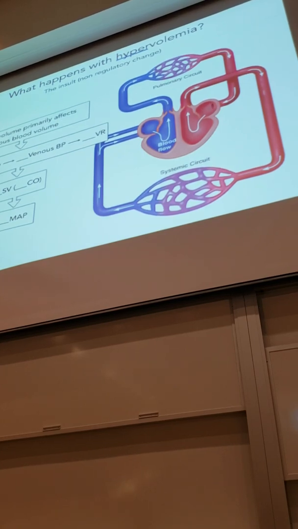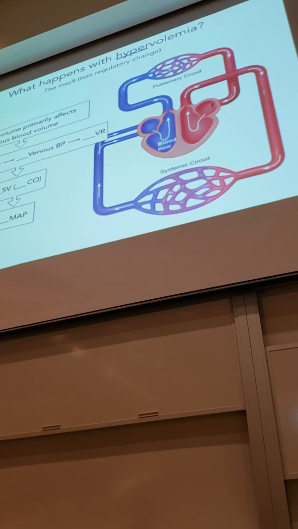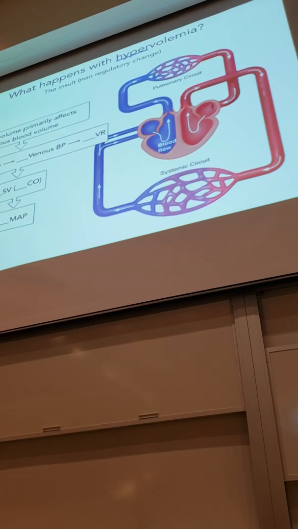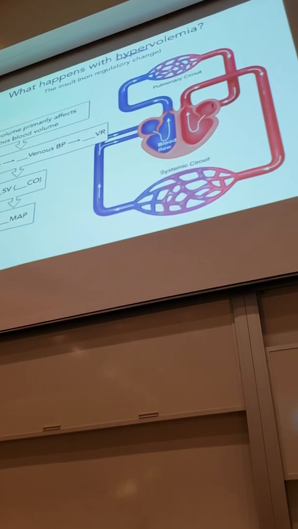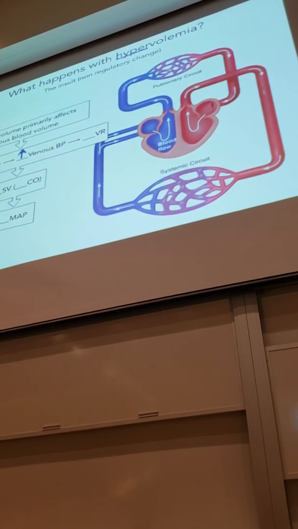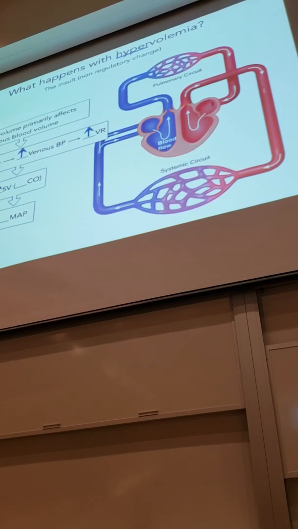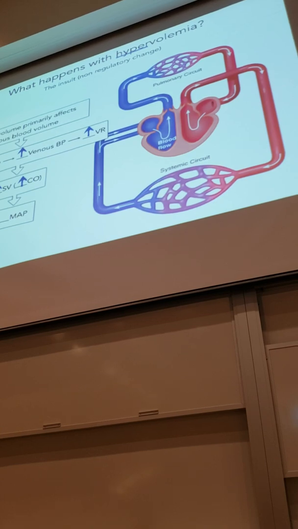Okay? It's going to preferentially affect the veins, right? Veins will take on that extra volume. So venous volume goes up. What happens to venous blood pressure? It goes up. And that extra pressure pushes more blood into the right atrium, right? So our venous return increases as well. Okay? More venous return means what for the stroke volume? It goes up, right? This is preload with the Frank-Starling principle. Cardiac output goes up. Mean arterial pressure goes up.